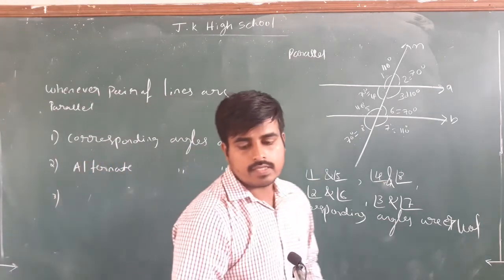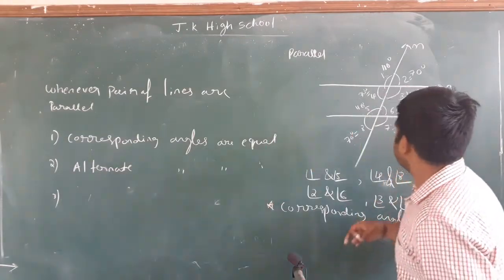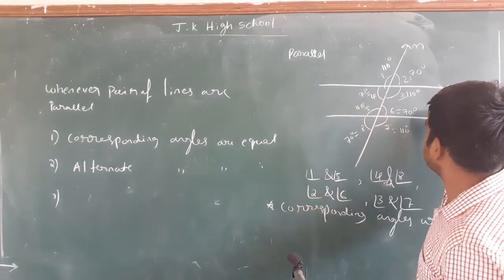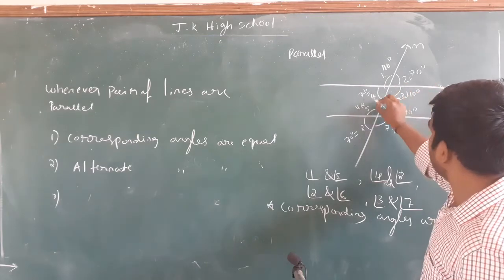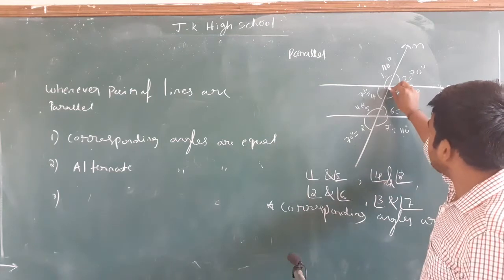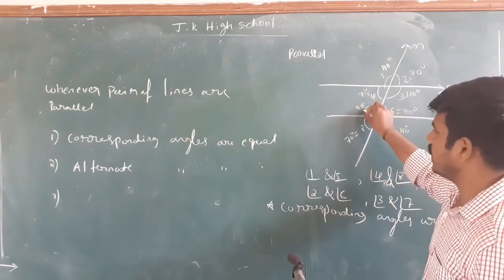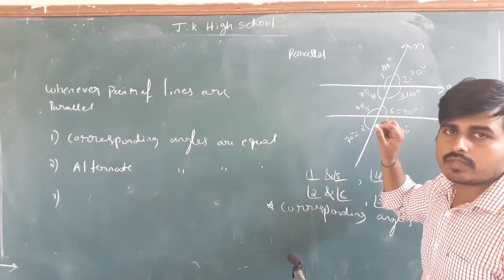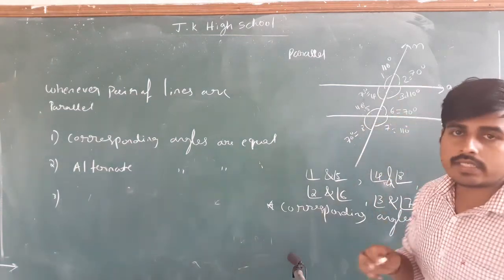Whenever a pair of lines are parallel, if you add the interior angles on the same side, can you observe here? These 4, 3, 5, 6 are the interior angles. Interior angles on the same side: 3 and 6 are on the same side, 4 and 5 are on the same side. If you add the interior angles on the same side of a transversal line, if the pair of lines are parallel, you will always get 180.